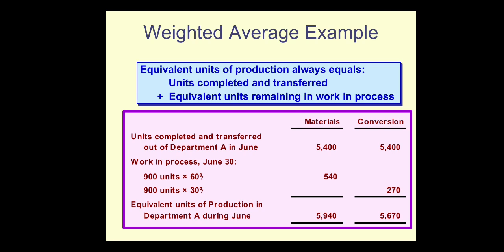Okay, so now this is, see the blue box, the first box. Equivalent units of production always equal to unit completed and transferred plus equivalent unit remaining in the work in process. So we have seen the calculation in the previous step. In terms of material, the equivalent unit is 5,940. Equivalent unit in terms of conversion is 5,670.